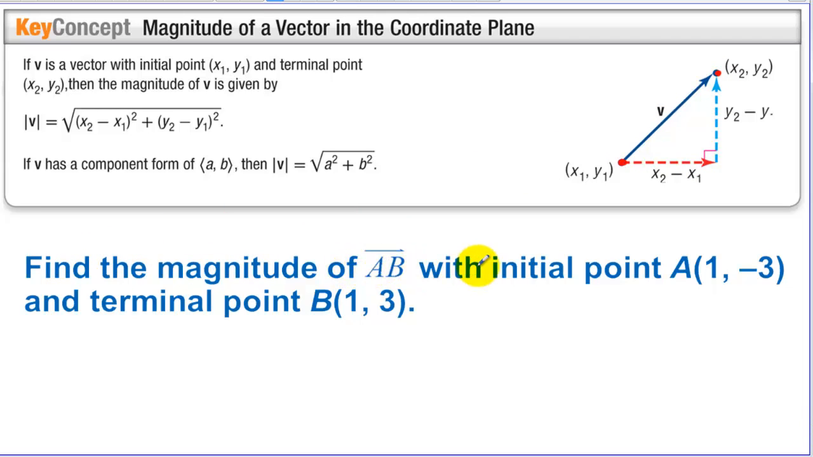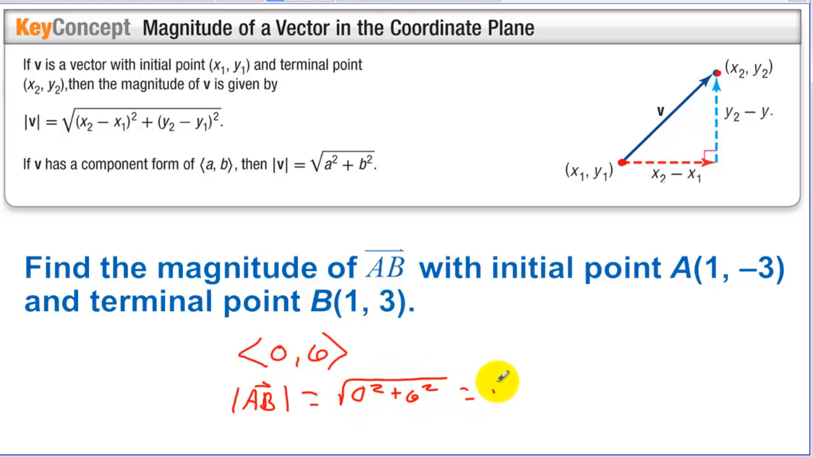Find the magnitude of AB with initial point (1, negative 3) and terminal point (1, 3). Well, we already determined that the component form was ⟨0, 6⟩, so the magnitude of vector AB, which is denoted with what looks like absolute value signs, but in vectors this means magnitude, is equal to the square root of 0 squared plus 6 squared, which is the square root of 36, which is 6. So the vector we had in the last slide has a magnitude of 6.